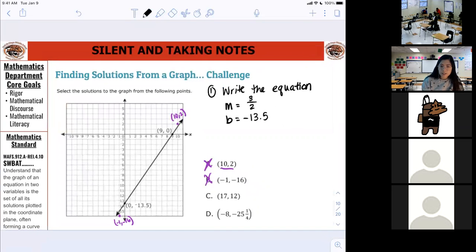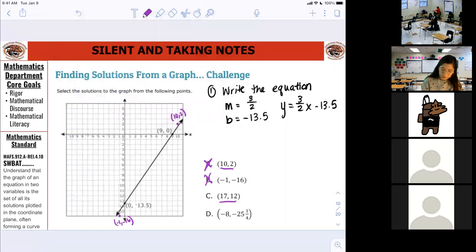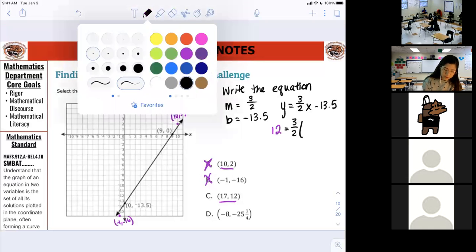So we're going to keep this all. I know there's fractions and decimals. This is going to be a fun one, right? So this is y equals 3/2 x minus 13.5. Love that for us. And now let's go ahead and start plugging things in. So the nice thing is if you check one and it's wrong, then the other one is right. So we only really have to do this one time. So I'm going to plug in 12 for y and 17 for x.